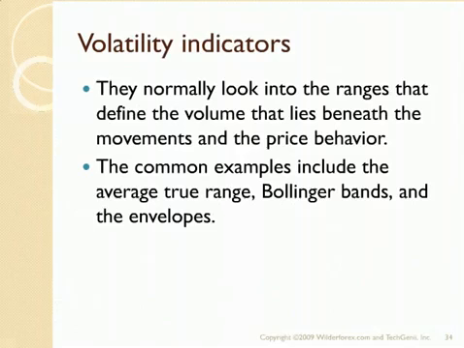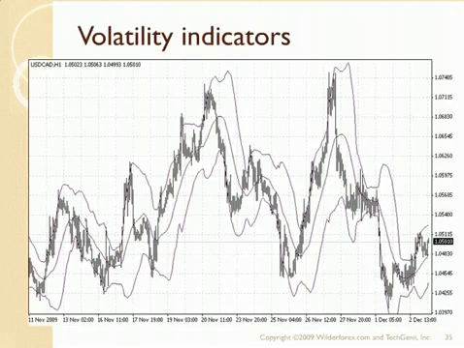Volatility indicators. They normally look into the ranges that define the volume that lies beneath the movements and the price behavior. The common examples include the average true range, Bollinger Bands, and the envelopes. This chart shows Bollinger Bands.